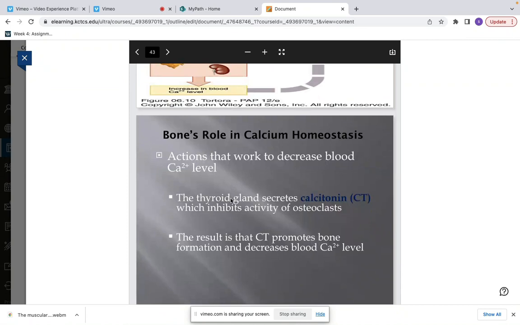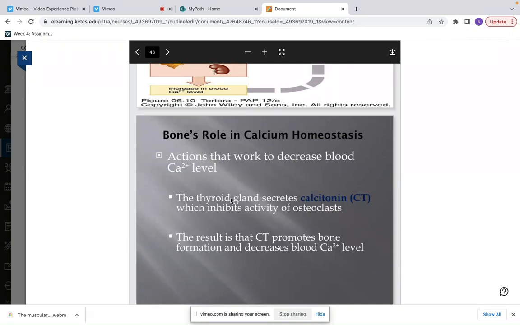Bone's role in calcium homeostasis, actions that work to decrease blood calcium levels. So again, this is where this homeostasis between the osteoclast and the osteoblast comes in. So parathyroid hormone is going to work to increase blood levels of calcium, and calcitonin works to tone down the calcium that is present in the blood. So what do I mean by tone down? I mean that it decreases blood calcium levels.